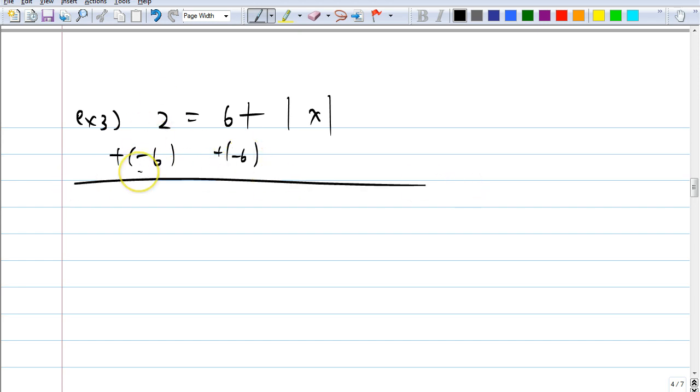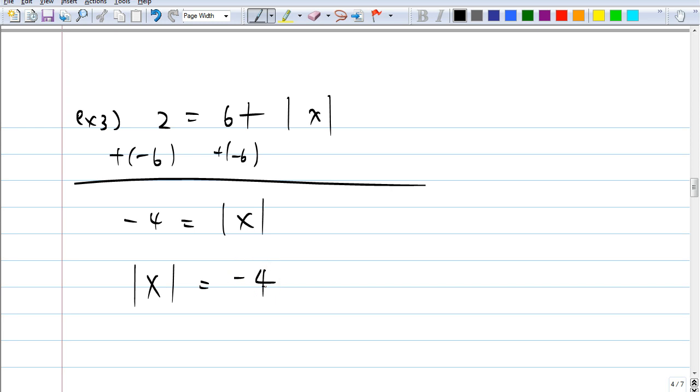Then, class, on the left, what is 2 plus negative 6? It is negative 4. Then, on the right side, of course, these cancel out. 0 plus absolute value of x is still absolute value of x. Right? Yes? I thought the absolute value of something can never be negative. Hold on to that thought. So, can I rewrite it this way? What property am I using right now? Absolute value of x equals negative 4.